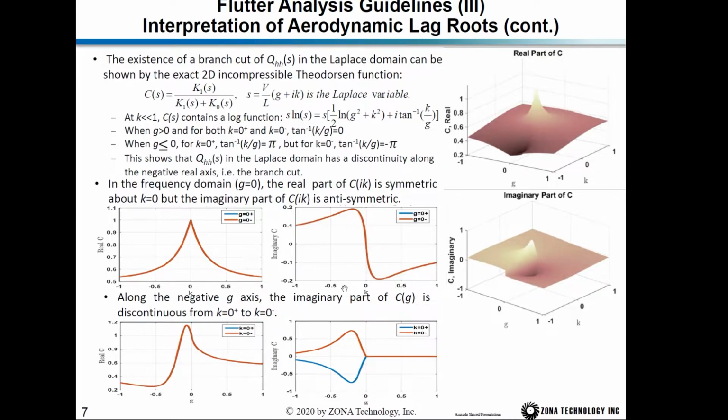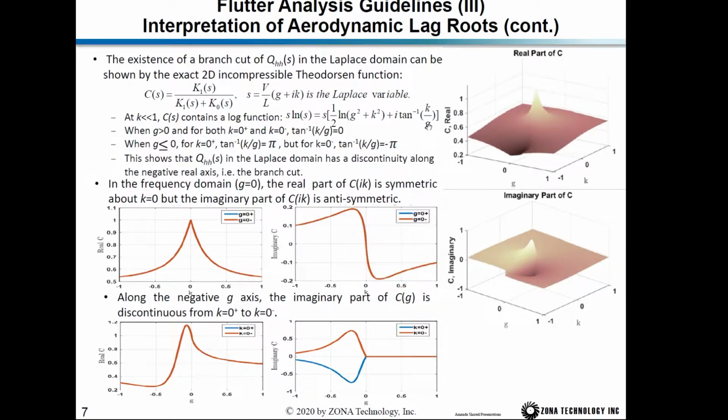And where did this branch cut come from? We can use the exact Laplace domain 2D incompressible F function. This is the F function. s is the Laplace variable. If we add a very small reduced frequency, then we can see the F function contains an arctangent function.